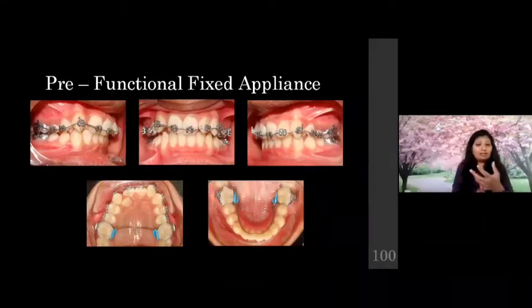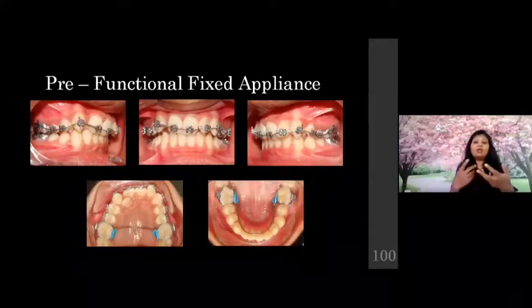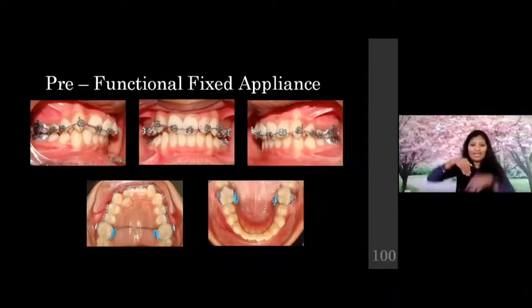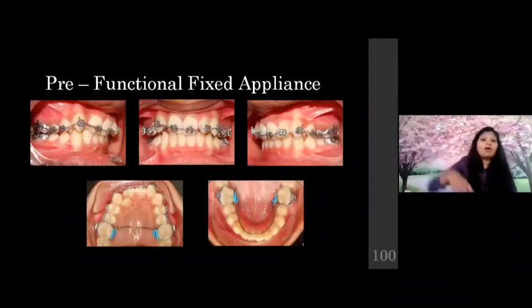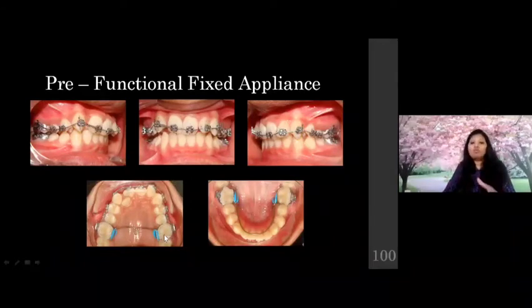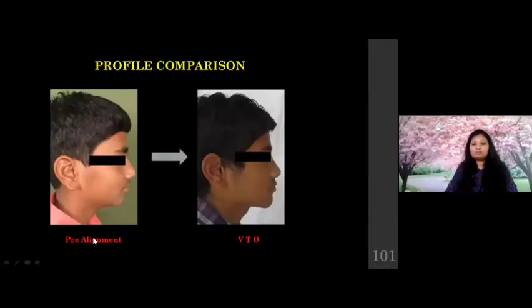It can be either removable or the fixed appliance. In removable, you can go ahead and give your Z spring, or else a double cantilever spring, or else an expansion screw kind of a thing, so that you bring the central incisors forward, or else you go ahead directly to the fixed appliance like this and bring the upper incisors forward, so that you have enough amount of overjet to bring the mandible forward. This is the video of the patient.